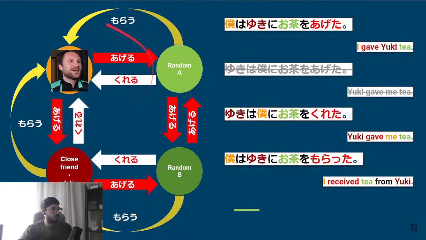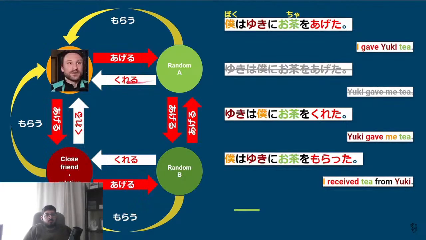Here's the big monstrosity, which is everything. It's a little bit harder to follow, but I got a few examples here, actually the exact same sentence, and I'm showing you how you could express it using the different words. So, ageta. Boku wa Yuki ni ocha o ageta. So I gave Yuki tea, so that's right here. Boku wa Yuki ni. So I have to use ageta. I have to use ageru. I can't use kureru or morau to people. I have to use ageru.